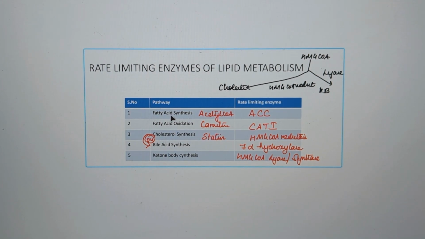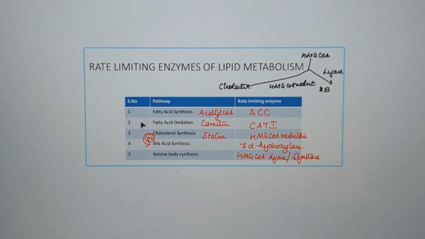For fatty acid synthesis, the precursor for fatty acid synthesis is acetyl CoA. The rate-limiting enzyme is acetyl CoA carboxylase. For fatty acid oxidation, the rate-limiting enzyme is carnitine acyltransferase 1.